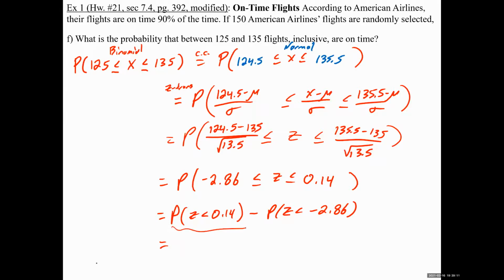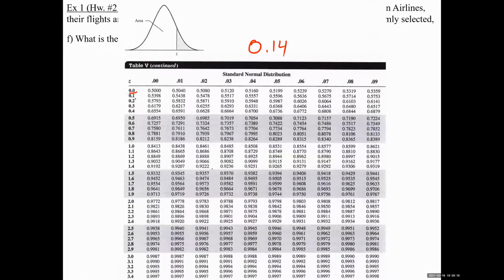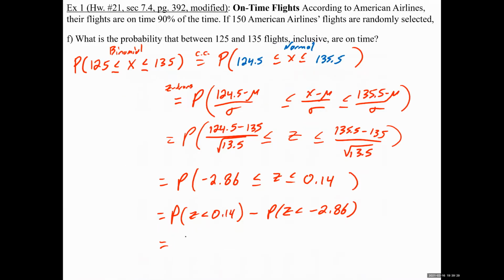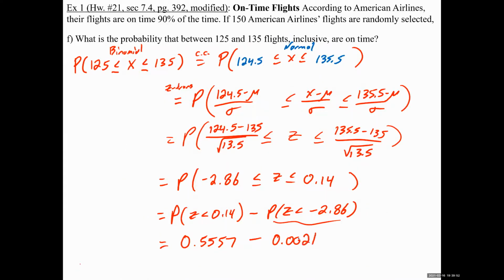For this one, we have to look up 0.14 in the table. In the positive table, there's a negative table here, 0.14. So you get 0.5557 for that. And then to look up this one, you look it up in the negative side of the z table, negative 2.86. And you get 0.0021. The exact answer for this is 0.5536. Okay, that's how part F goes.